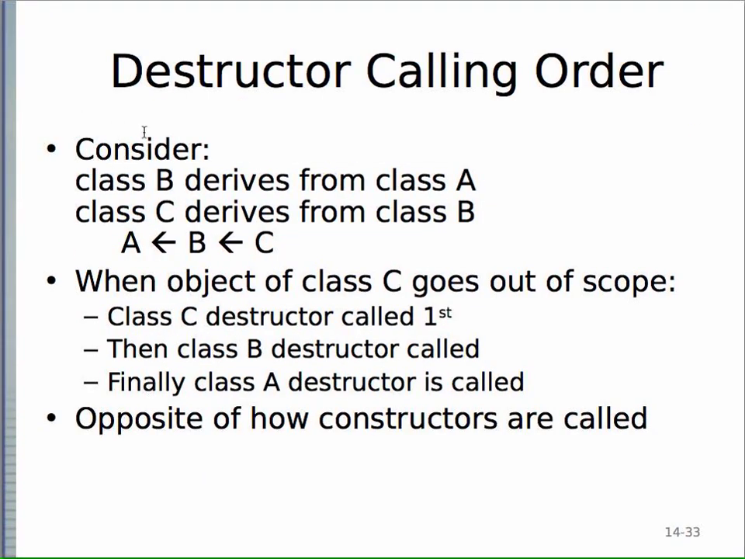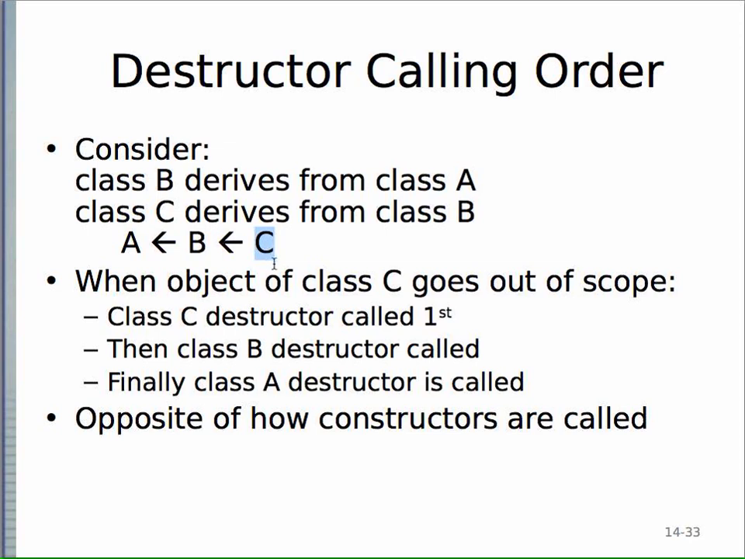How are things called? Let's say we have three classes. Class A is the base class, class B is the derived class from A, and class C derives from class B. So B inherits from A, C inherits from B. If you have an object of class C that goes out of scope, the first destructor that's called is the destructor of class C. Sort of the opposite of how constructors are called. When you create a class C object, you create the A part of C first, you create the B part of C, and then you do the things in the constructor of C itself.